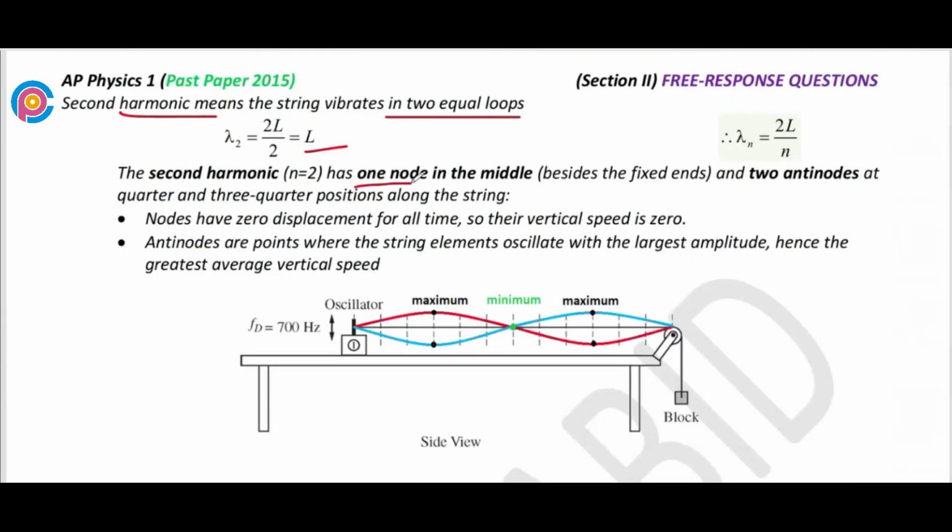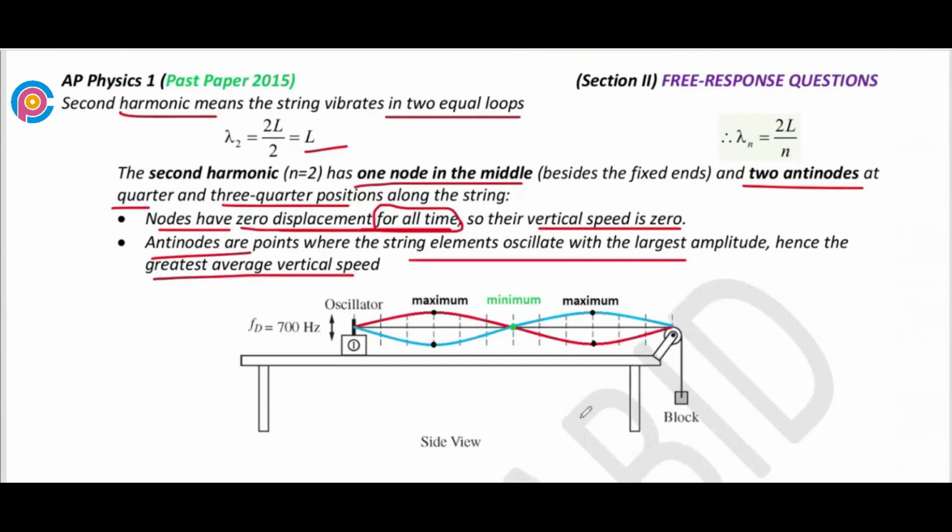Second harmonic means one node at the middle and two antinodes at the quarter and the three-quarter positions. Nodes are the points which have zero displacement for all time, so their vertical velocity is always 0. Antinodes are the points which show the maximum displacement or maximum amplitude. Hence, they are the points where the speed would be greatest. So minimum velocity at the nodes, but greatest velocity at the antinodes.